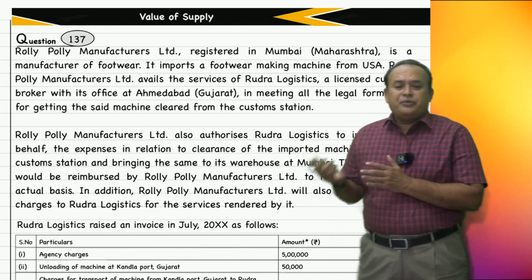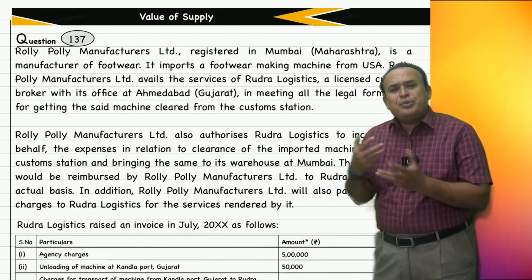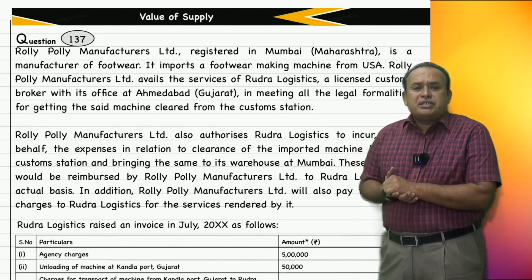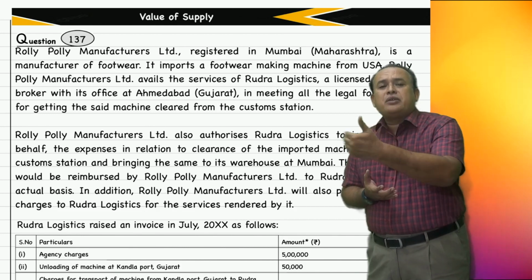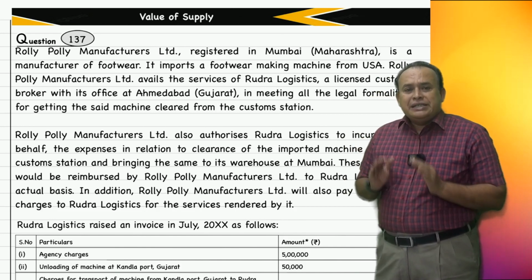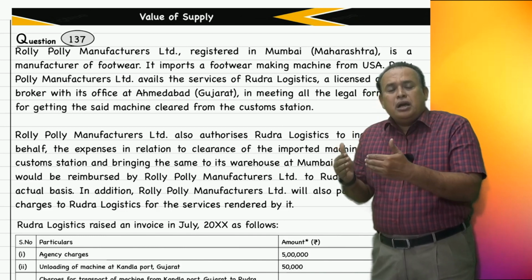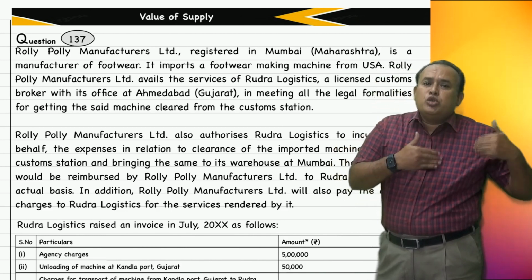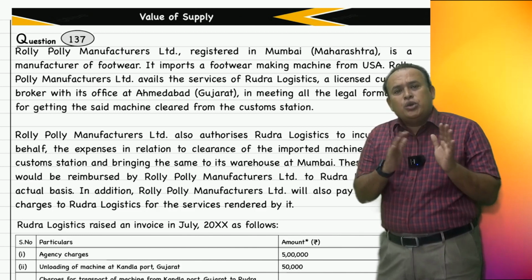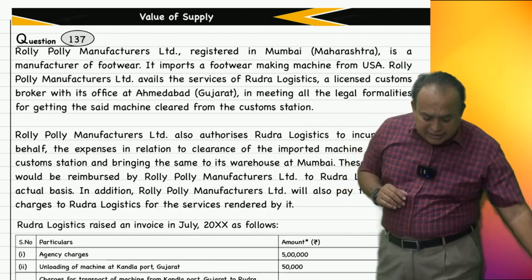In the given case, my dear friends, Roly-Poly is a manufacturer and recipient of service from Rudra Logistics. Rudra Logistics is the provider of clearing and forwarding services. What is the agreement between these two parties? Roly-Poly requested Rudra Logistics to please incur the expenditure on behalf of them, and promised that they will reimburse that expenditure to you. Very clearly it is stated here.